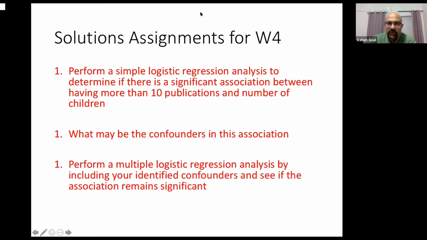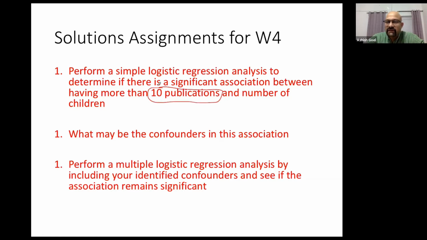So I will try to quickly go through the questions, or the assignment, from last time. The first question was: perform a simple logistic regression analysis to determine if there is a significant association between having more than 10 publications and the number of children you had. Here the outcome variable was simple. It was having more than 10 publications.